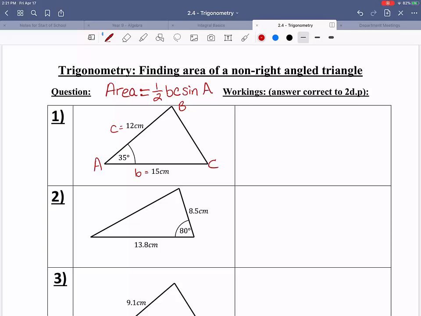Now, take a look at what you have and what your equation has. They need side B, side C. You have both of those. You need angle A, and you have that as well. So you are ready to do this problem. Area equals 1/2 times B, which is 15, times C, which is 12, times the sine of the angle, which is 35 degrees. The angle will always be between the two sides. That's just the way that it works. Now notice that everything is on the right-hand side as far as numbers go. So we can type this directly into Desmos just as it looks.